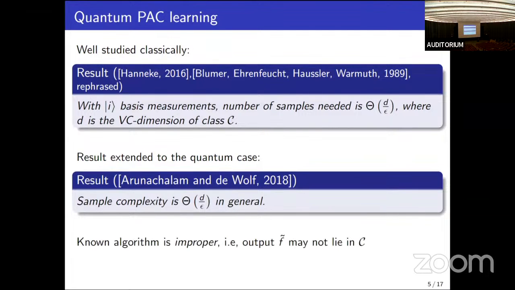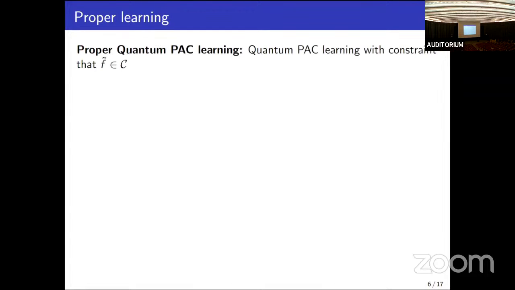Now, there is one thing peculiar about the algorithm that gives us the upper bound here. The known algorithm is improper. That is, the algorithm might output an f tilde that does not even belong to the same function class. This is bizarre because the algorithm uses the fact that f belongs to some function class to perform better, but still outputs an f tilde that it knows can never actually be the same as f. So let's look at this peculiarity in a bit more detail. If you now enforce the algorithm to output an f tilde within the same function class, then that problem becomes the problem of proper quantum PAC learning.